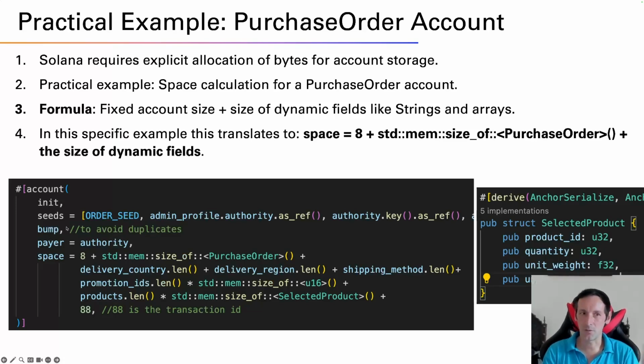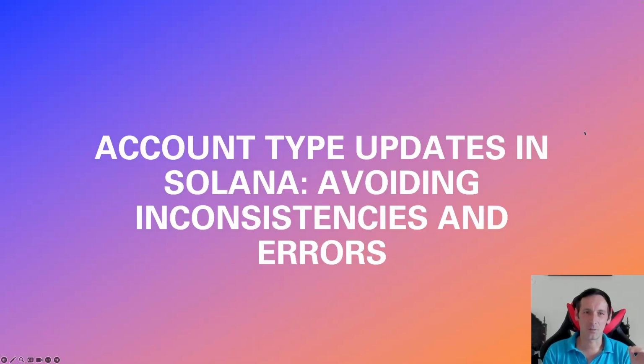Bump, I'm not going to go into a lot of detail on this, but just remember, this is effectively a way for the algorithm to avoid clashes with existing addresses. So it kind of increments a number to make sure that you never get a duplicate address that is already being used. Then you have payer, authority and space. So all of these are things that we're going to go into in the next few slides. All right. So next one.